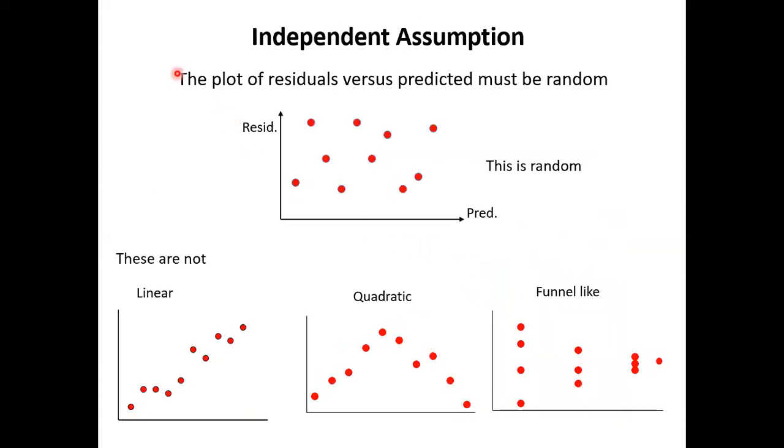So the residuals must be random. This is what we want: the residual, not the observed value. Residuals must be random. This is not random. This is a violation. Linear. This is quadratic, again a violation. This is funnel-like, very broad here, becoming narrower, narrower, narrower. It's like a funnel. So testing the assumption, number one, residuals must be independent. We look at this residual plot. The plot must be like number one. All these are violations. That means the data may have to be transformed, using a different way of computation.